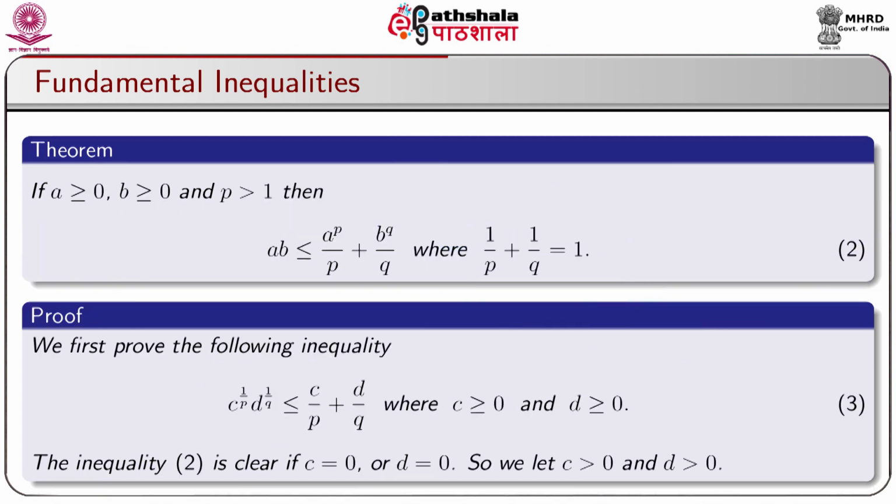The theorem: if a is greater than or equal to 0, b is greater than or equal to 0 and p is greater than 1, then a·b is less than or equal to a^p/p + b^q/q, where 1/p + 1/q = 1. The proof: we first prove the following inequality: c^(1/p)·d^(1/q) is less than or equal to c/p + d/q, where c is greater than or equal to 0 and d is greater than or equal to 0. The inequality 2 is clear if c = 0 or d = 0, so we let c greater than 0 and d greater than 0.